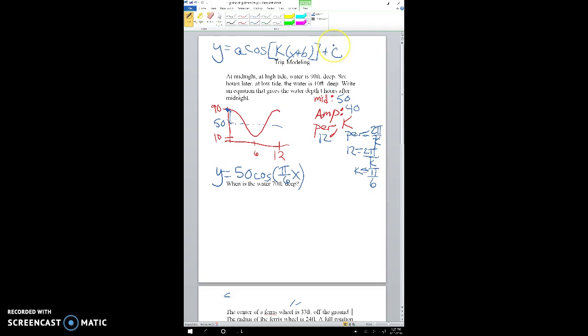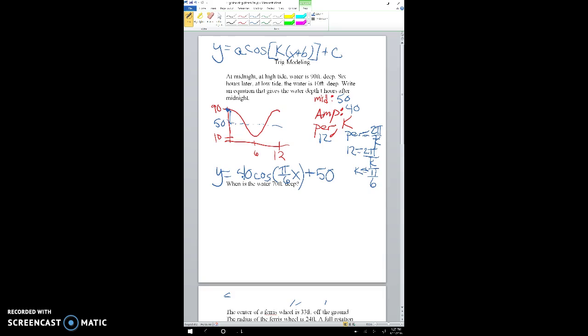And then c is the midline, and we saw that our midline was 50, which brings me back to an error I made here. We said the amplitude was 40, not 50. So that should be 40 cosine pi over 6x plus 50. And you're done. So the first question on the test is almost exactly like this.